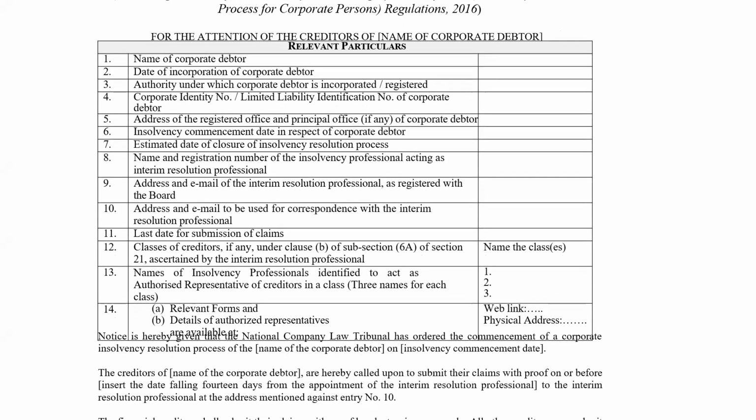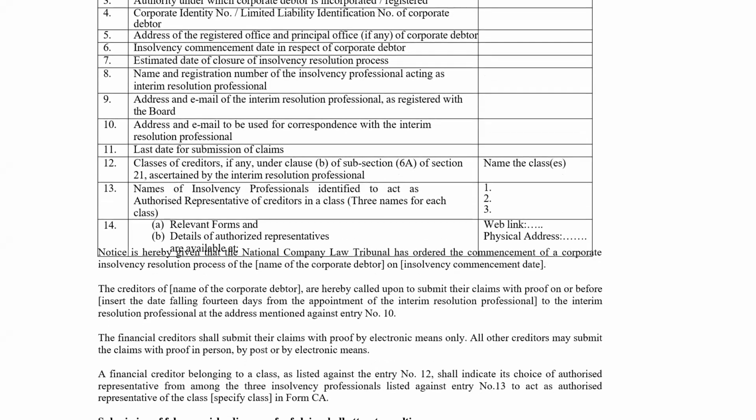Then notice is hereby given that the NCLT has ordered the commencement of CIRP on this date, right? The creditors of the CD are hereby called upon to submit their claims with proof on or before, insert the date falling 14 days from the appointment of the IRP, to the IRP at the address mentioned against entry number 10. Financial creditors shall submit their claim with proof by electronic means only, right? All other creditors may submit the claims with proof in person, by post or by electronic means, right? A financial creditor belonging to a class as listed against entry number 12 shall indicate its choice of authorized representative from among the 3 insolvency professionals listed against entry number 13.